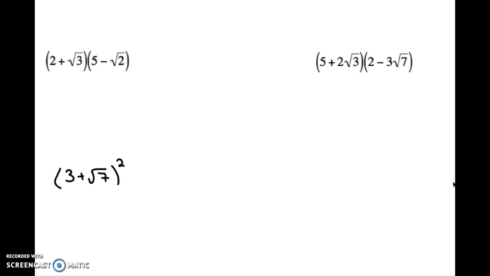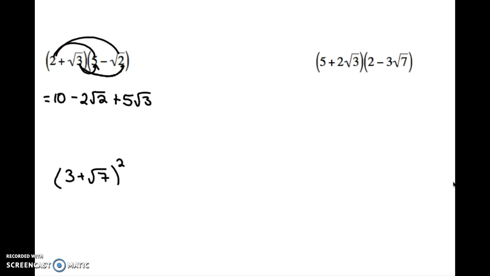Same thing on this next problem. Let's distribute the 2. So we have 10. 2 times negative square root 2 is negative 2 square root 2. Square root of 3 times 5 would be a positive 5 root 3.